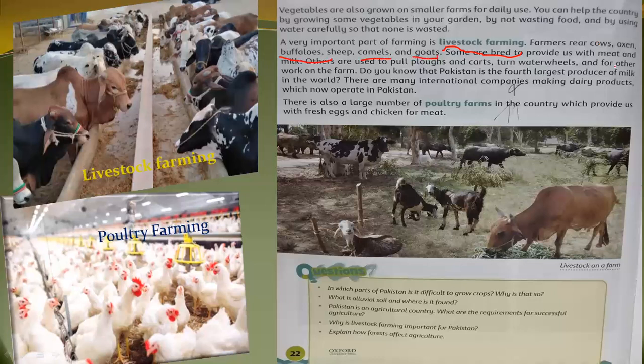Some are bred to provide us with meat and milk, like buffaloes, goats, sheep, cows. They give us meat and milk. This is the livestock. Look at this one. Others are used to pull plows and carts, turn water wheels, and for other work on the farm. Do you know that Pakistan is the fourth largest producer of milk in the world? There are many international companies making dairy products, like yogurt, butter, cheese, milk, which now operate in Pakistan.